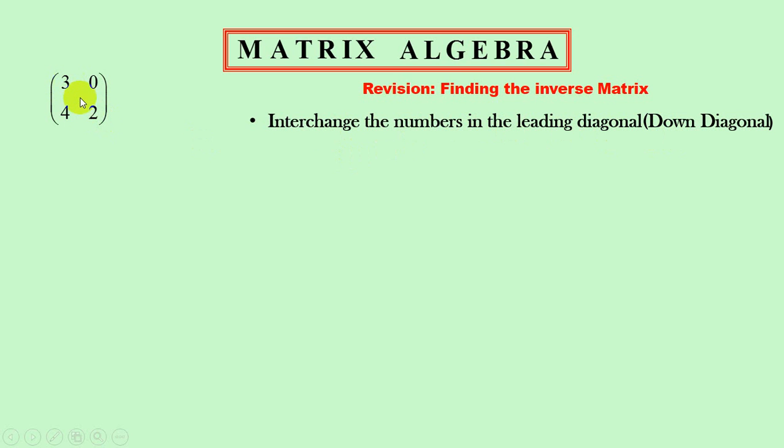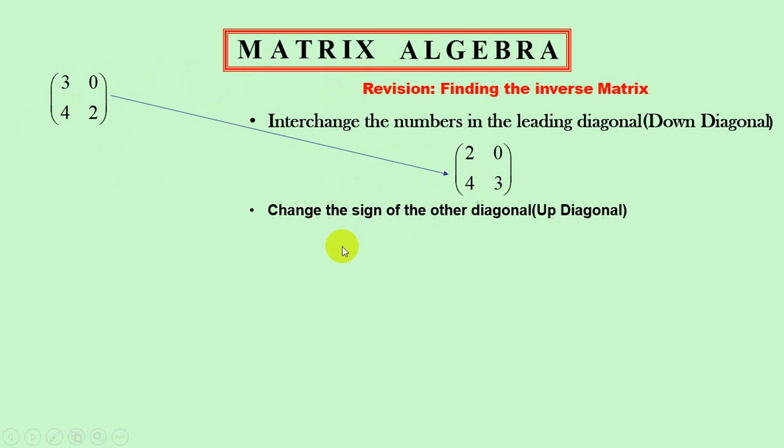We can also call this the down diagonal, because if we think of reading the gradient of a straight line, this would be our down diagonal and this will be our up diagonal. From left to right the down diagonal decreases and the up diagonal, in terms of gradient, increases. So if we implement that, 3, 2 changes position to 2, 3. Secondly, we change the sign of the other diagonal, so 0, 4 changes to 0, minus 4.